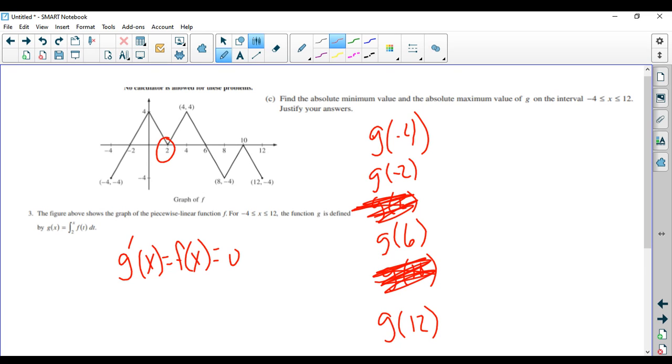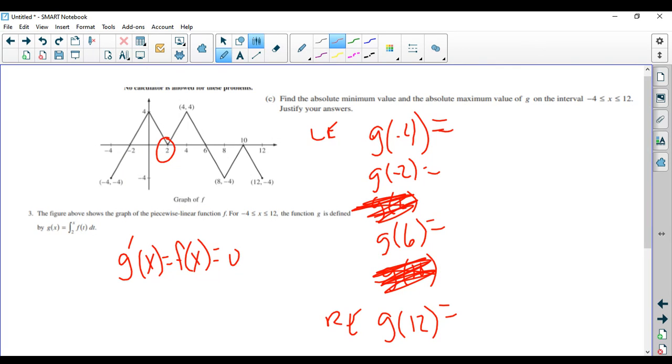So we can eliminate that. So these are the 4 values of x we have to take into consideration. The 2 endpoints, the left endpoint -4, the right endpoint 12, and these 2 critical numbers that are possibilities, candidates. This is called the candidate test.